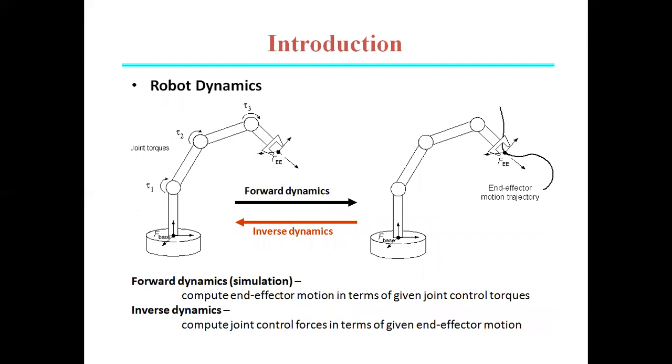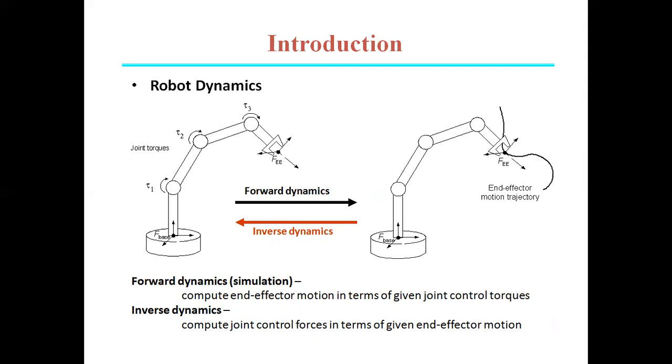The next thing we have to study is robot dynamics. Robot dynamics is concerned with the relationship between the forces acting on the robot mechanism and the accelerations they produce. The robot mechanism is modeled as a rigid body system. That is robot dynamics, an application of rigid body mechanics overall.